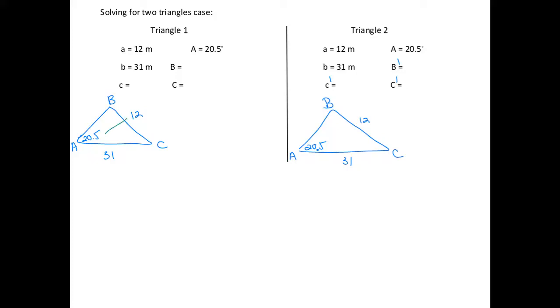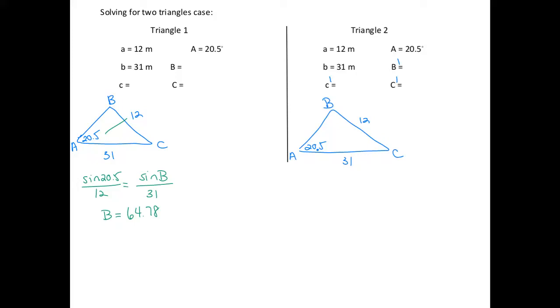Law of sines tells us that we can set up sine of 20.5 over 12. In this case, I have to solve for angle B first. So sine of B over 31. Take a moment, maybe pause the video, find the value of B, and then come back. In solving that, you should have gotten 64.78 or something close to that.